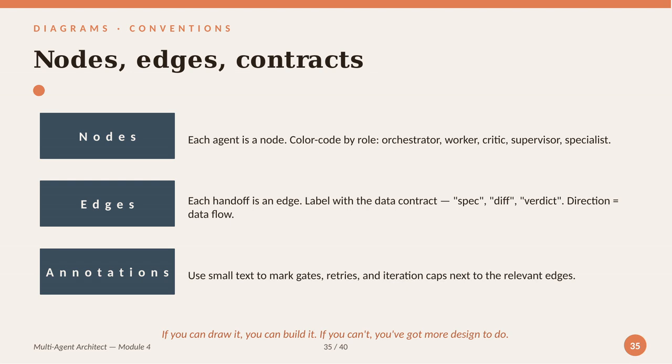Diagram conventions. 3 rules that keep the diagrams readable. Nodes. Each agent is a node. Color code by role, orchestrator in coral, workers in slate, critics in mint, specialists in gold or whichever palette you're using. The color is information. Consistent coloring lets you read a diagram at a glance and know which agent does what kind of work.